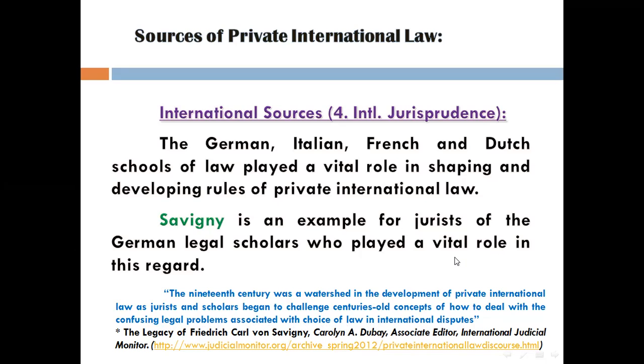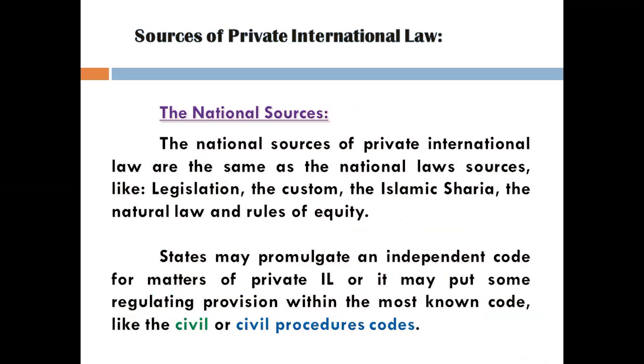Well, all you have to know is that international jurisprudence is considered one of the sources of private international law. Private international law has international sources, as we said: the treaties, the customs, the international judiciary, plus the international jurisprudence, and it has national sources as well. This is natural because, as we said, private international law is a national law despite the fact that it is labeled with the word international. And I have told you before the reason that we use the word international.